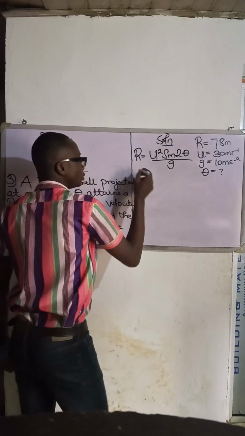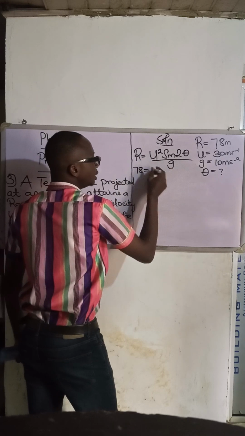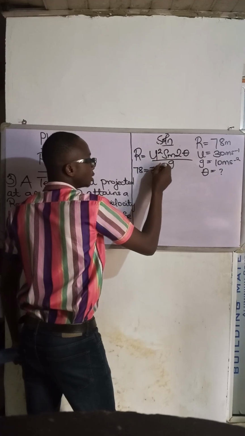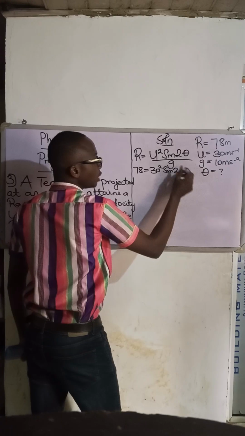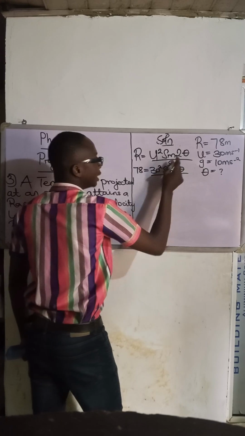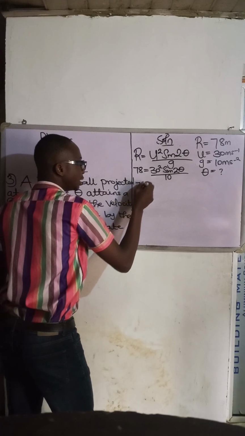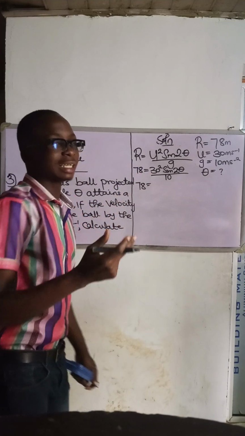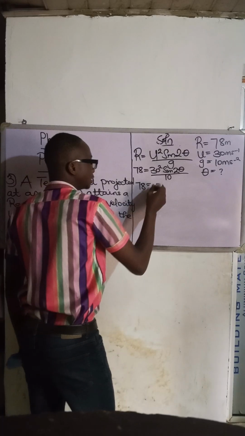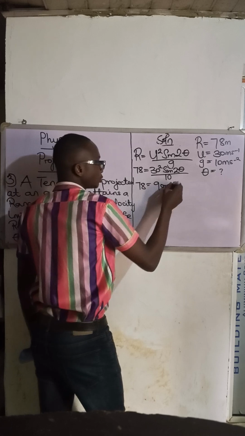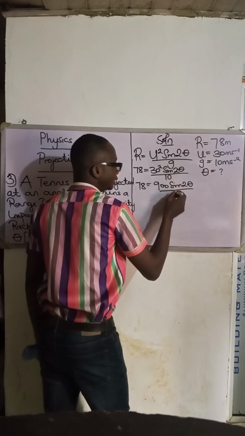Now let's solve. Range is already given to be 78, is equal to u is 30, so 30 squared, take note, sine 2 theta. Theta is what? That's what we are asked to calculate. Over g is 10. Now, 78 is equal to 30 squared. 30 squared is 30 times 30, not 30 times 2. 30 times 30 is 900. Sine 2 theta over g, which is already 10.